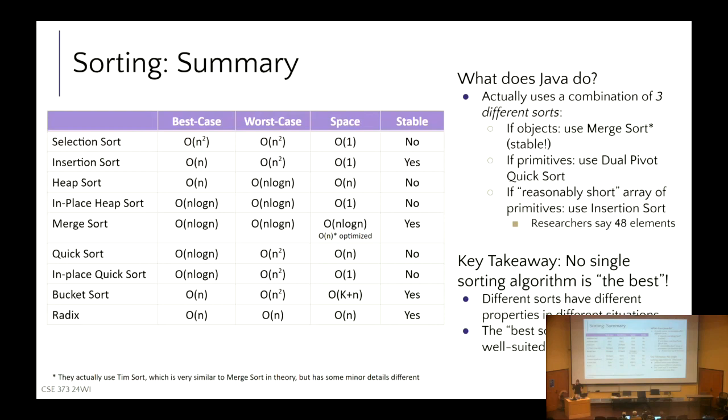I put some stuff in here about Java and what it does in particular, which I think is interesting. So Java technically leverages 3 separate sorts, all based on the scenario. And that's what we're really trying to take away from this algorithms unit, right? I know I just taught you a billion ways to do the same exact thing, but the point is, looking at all of this, that there really is no one singular best sort no matter the scenario. So the way that Java does it is, first of all, if what you are sorting is objects, it uses merge sort.